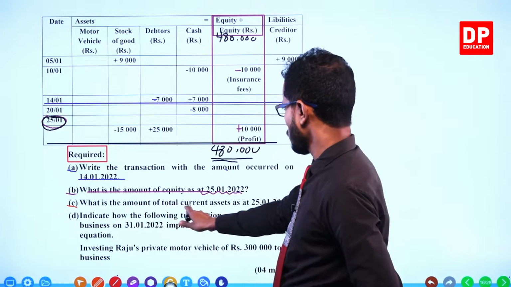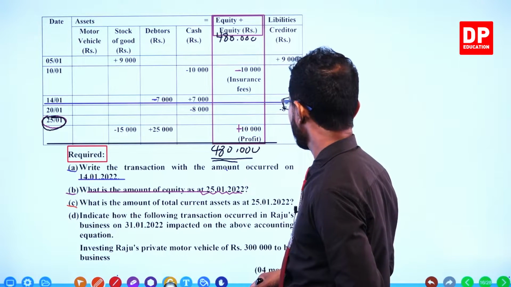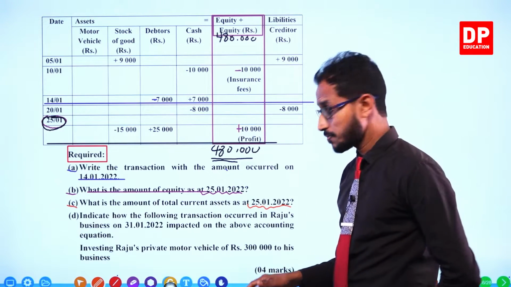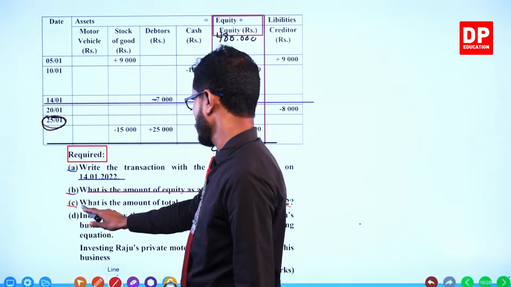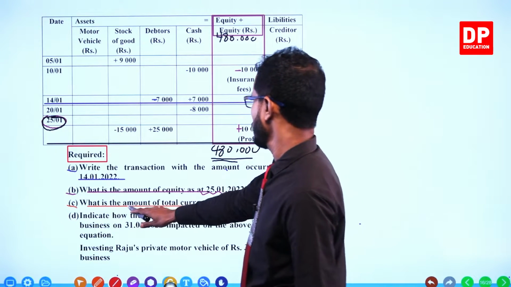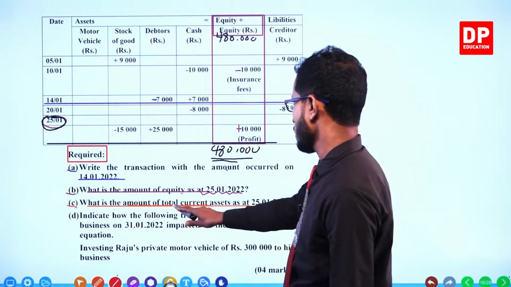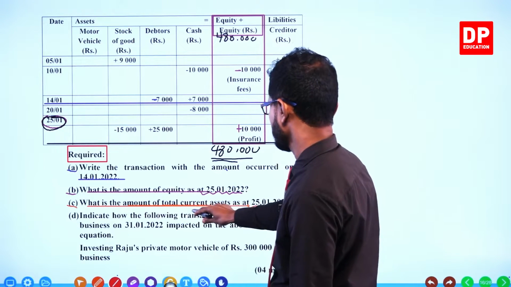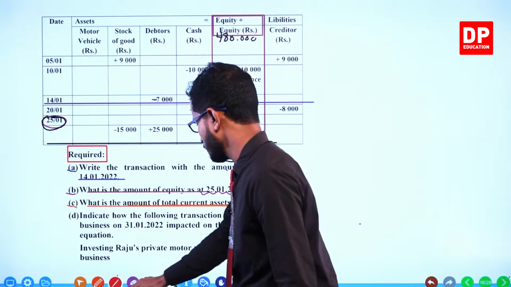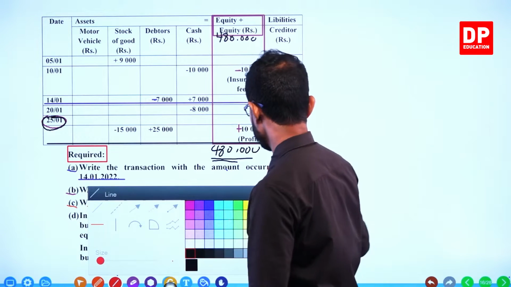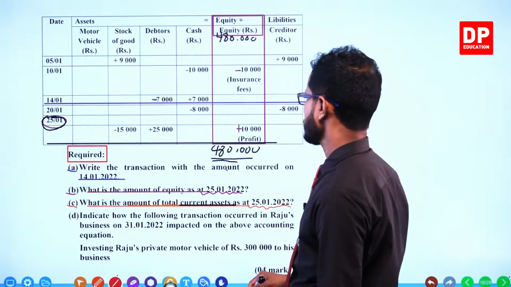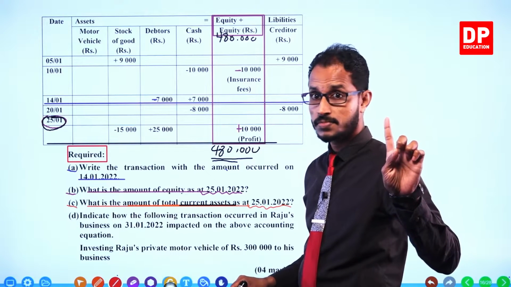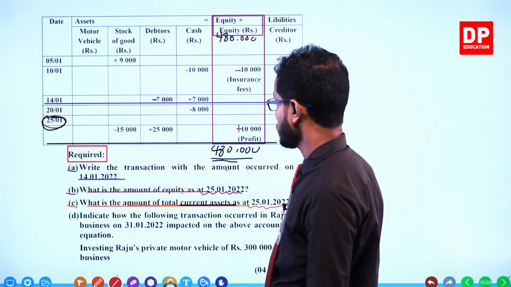What is the amount of total current assets as at 25th? Again, 25th January means end of the month. They are asking about the amount of total current assets. Current assets, not total assets. They're asking about current assets, not total assets. Okay. Current assets. Let's mark the current assets first.